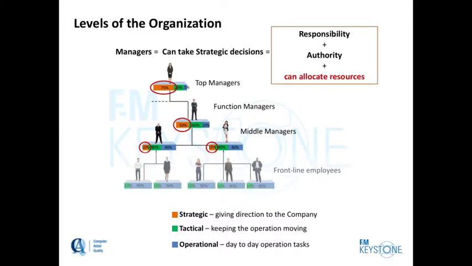So, what does a manager need to take strategic decisions? A manager needs to have three elements. One, the responsibility over the function or area. Two, the authority to change that function or area. And three, the ability to allocate resources. If a manager can't allocate resources, then it is not managing, it is coordinating.